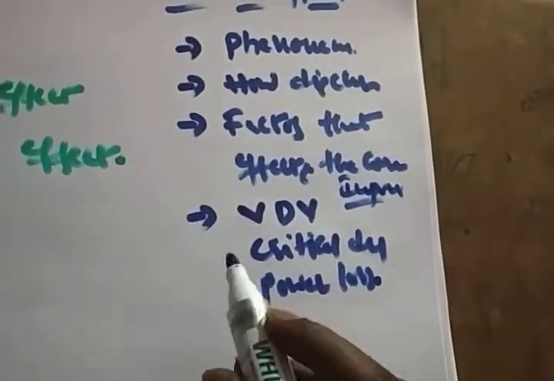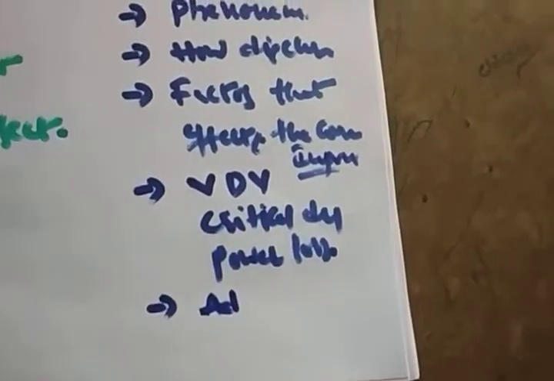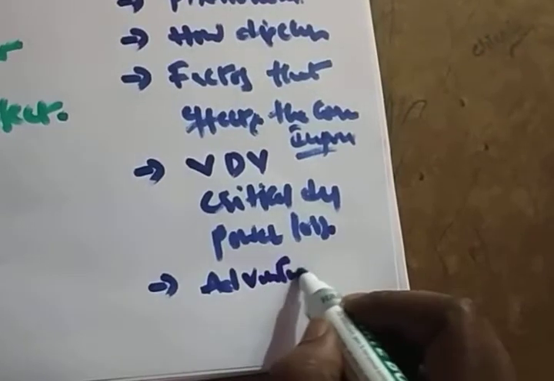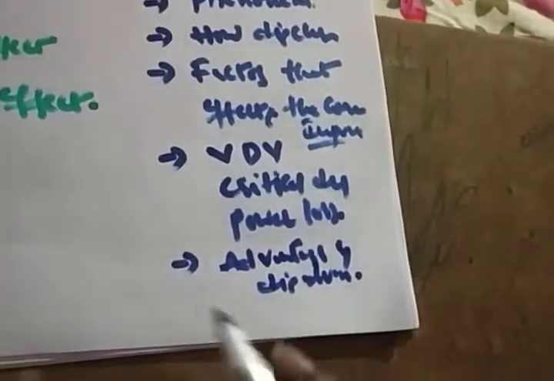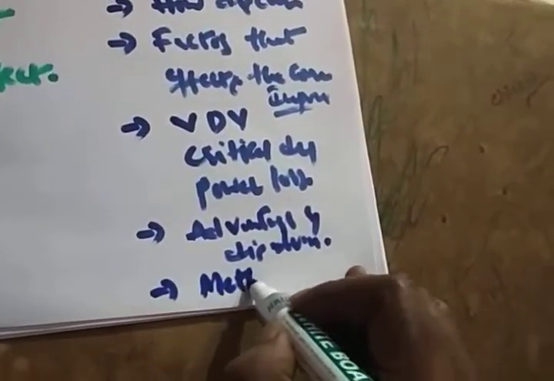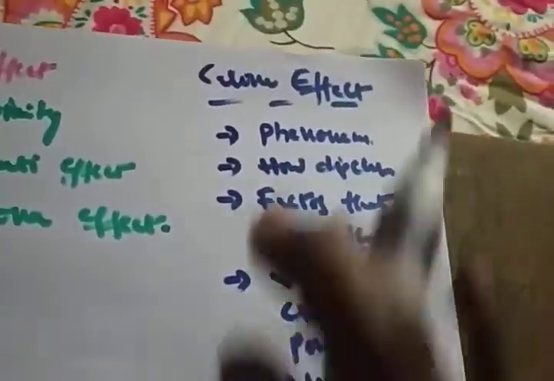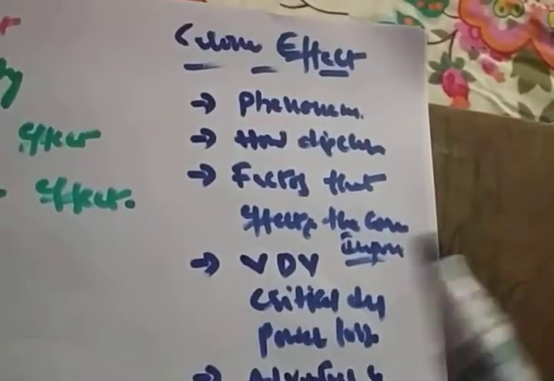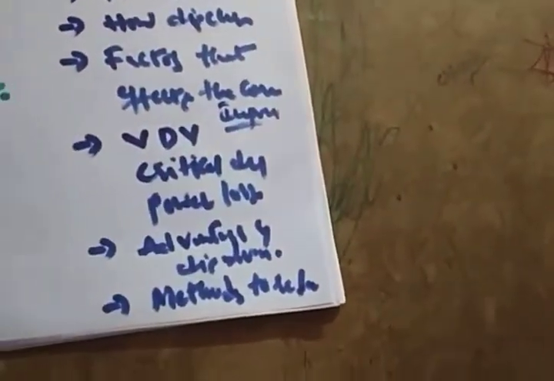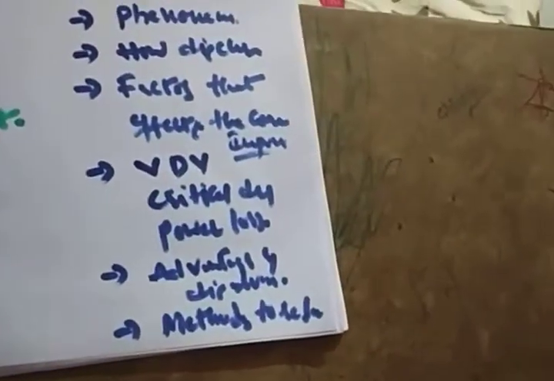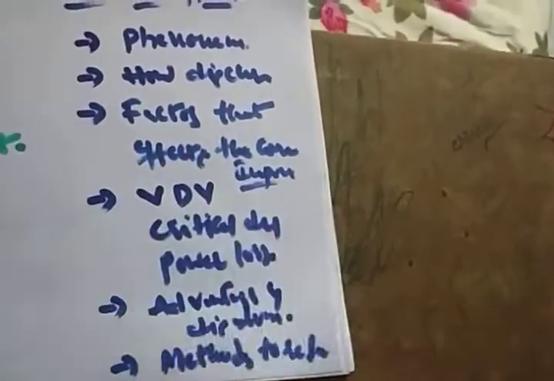And after that, we discuss the advantages. Definitely corona has some advantages also, along with disadvantages. After that, we discuss methods to reduce corona. So this is the flow we are going to discuss under the concept of corona. It's very understandable, easy, and useful while studying your power system and transmission system.